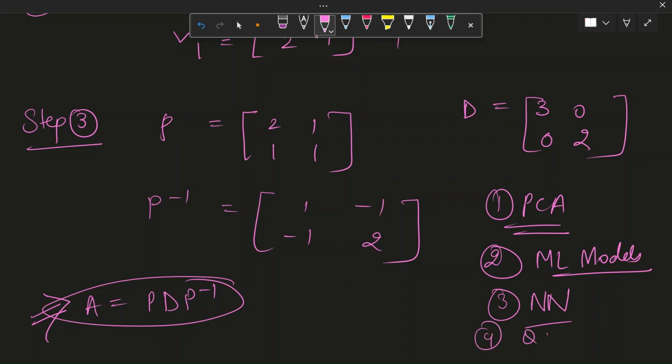Lastly is quantum computing and AI. Here in quantum mechanics, Hamiltonian matrices are diagonalized to analyze systems. So lastly, diagonalization is a powerful mathematical technique that simplifies complex transformations, making machine learning algorithms faster and more interpretable. It plays a significant role in PCA, optimization, feature engineering, and deep learning.